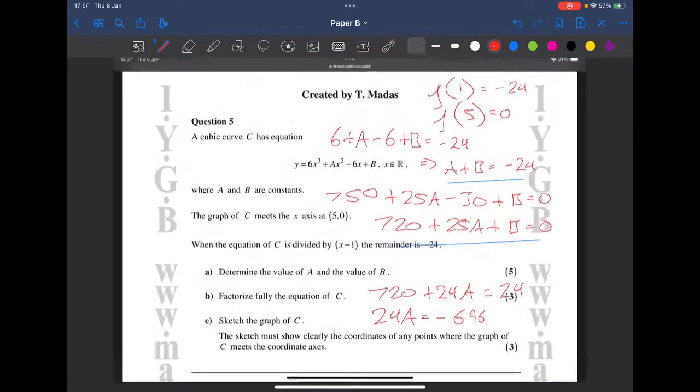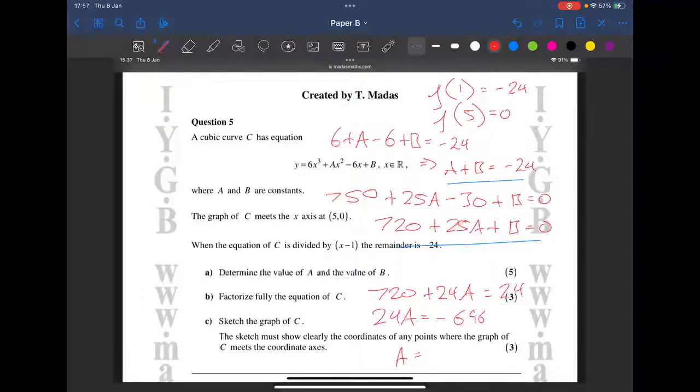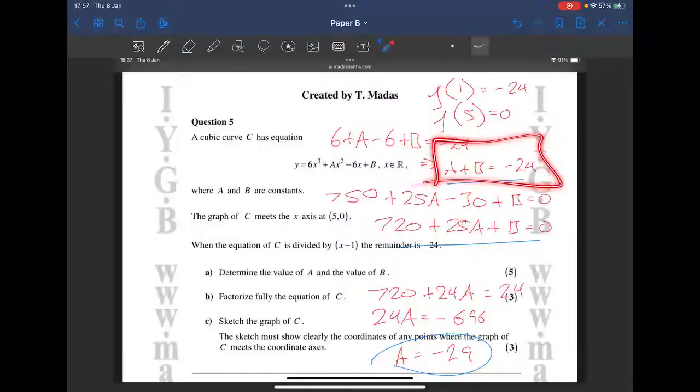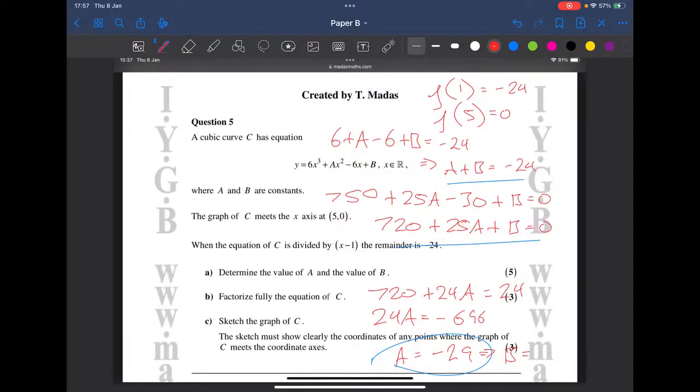And now we just need to divide that number by 24 to get the value of a. So divide now by 24 gives us negative 29. We can then take this value for a and look back at our nice simple equation. A and b together, added up, give us minus 24. So we need to add something to this to get to minus 24. We have to add 5. So that tells us that b is equal to 5.